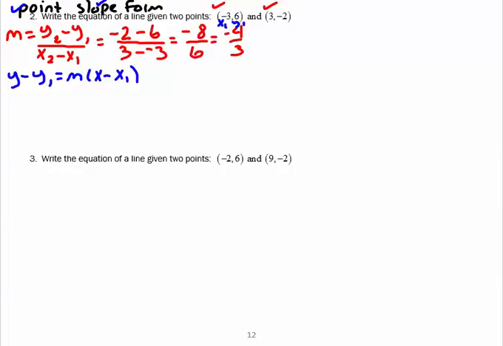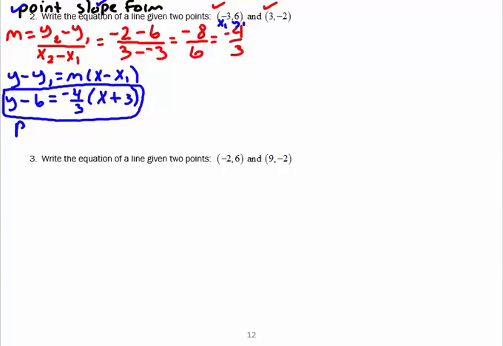Plugging that in, I get y minus 6. My slope is negative 4/3, parentheses x minus a negative 3, so I end up with x plus 3. If MyMathLab asks for point slope, you are done. This is point slope.